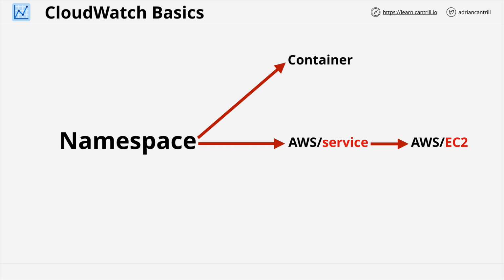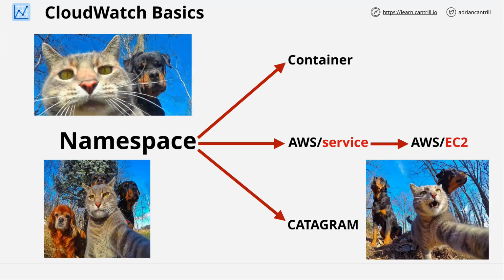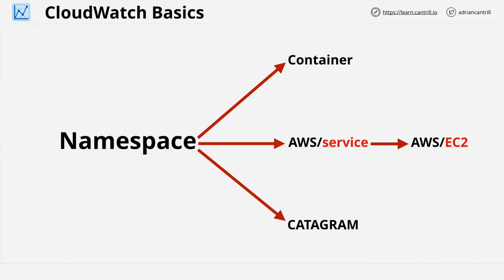You can use CloudWatch for your own data and pretty much call namespaces anything you want within these rules that AWS have set out. So if you're implementing, for example, a cat-specific Instagram clone, then you could easily create a namespace called catagram. Now namespaces contain related metrics. So let's take a look at exactly what a metric is.